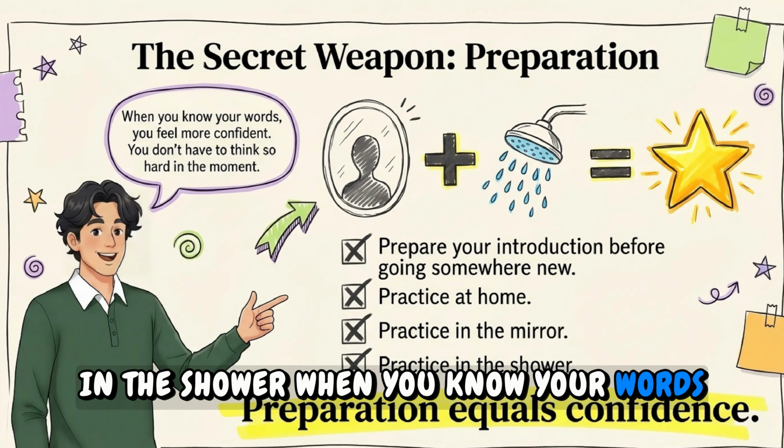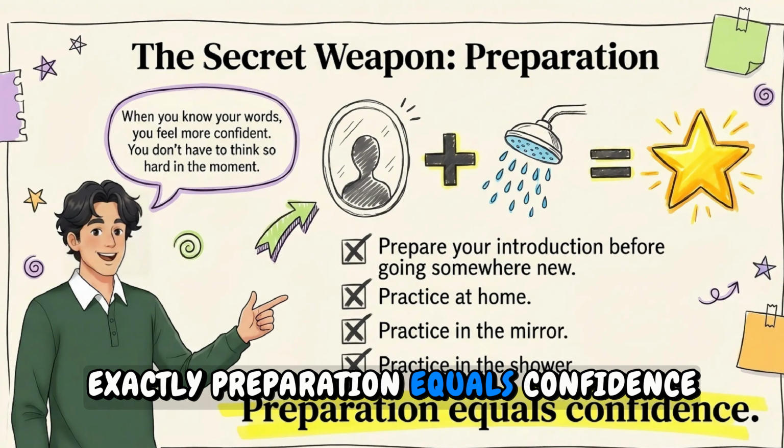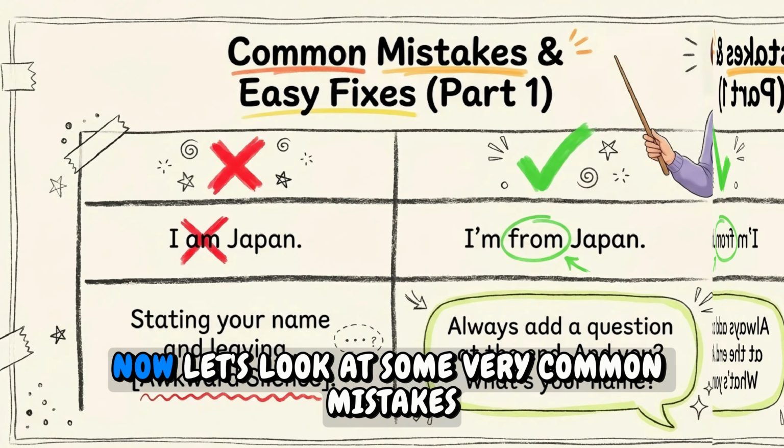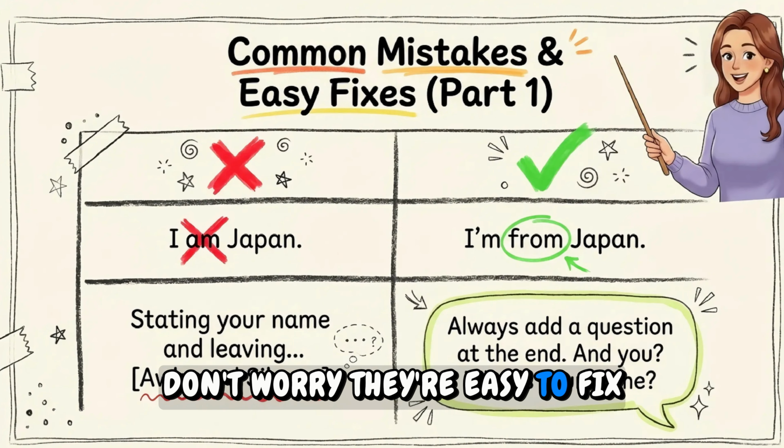When you know your words, you feel more confident. You don't have to think so hard in the moment. Exactly. Preparation equals confidence. Now let's look at some very common mistakes that A1 and A2 learners make. Don't worry, they're easy to fix.